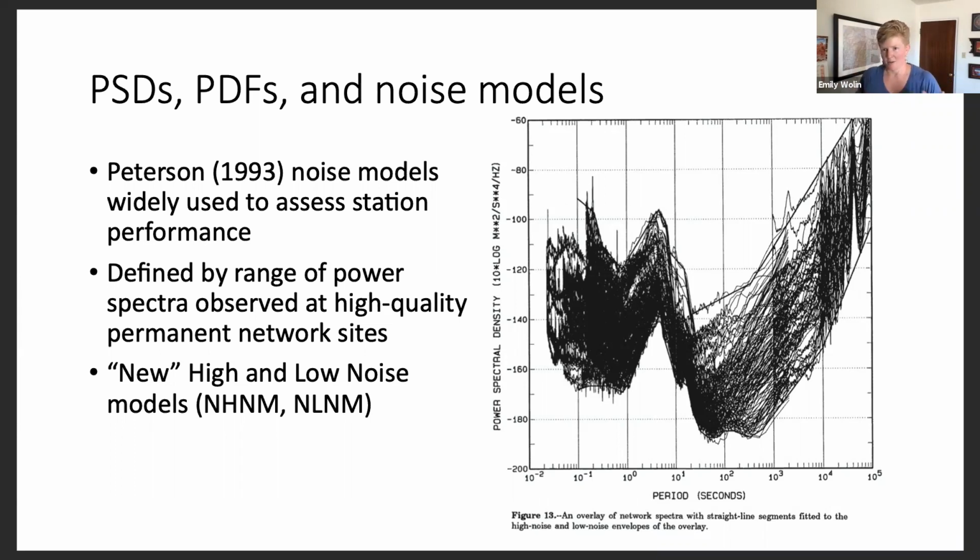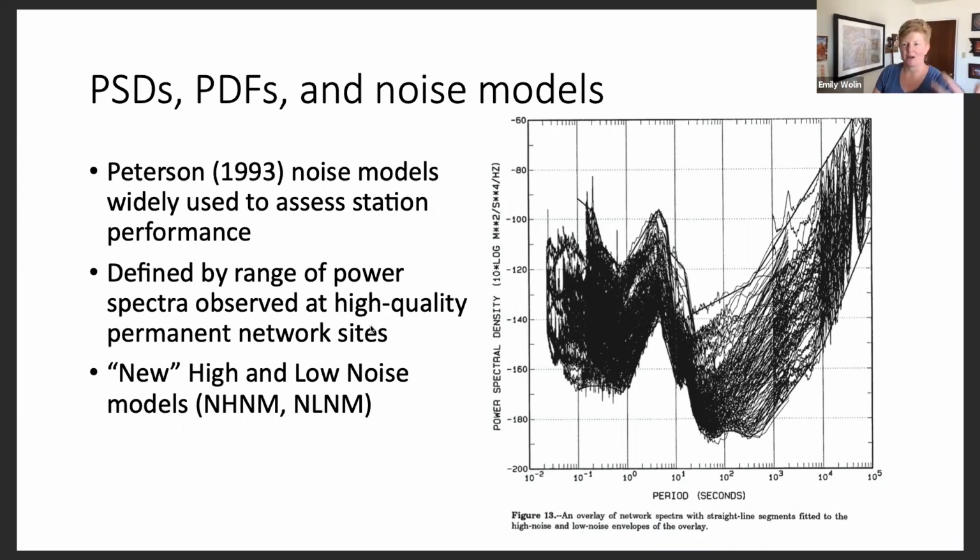So in general, from the perspective of, say, operating a seismic network with a focus on broadband instrumentation, one set of models you might see very often are the Peterson noise models. And we usually call these the new high noise model, NHNM, and the new low noise model. They're still new, even though they were developed in 1993.